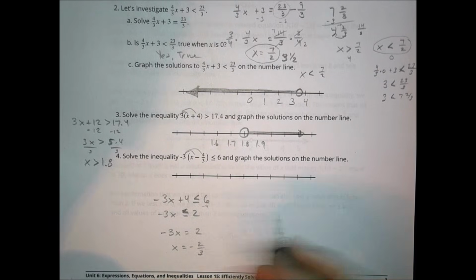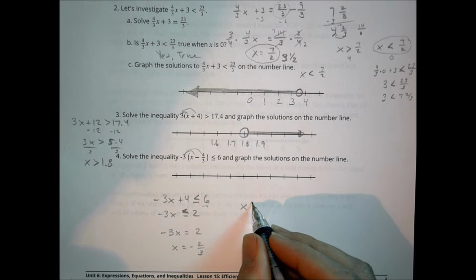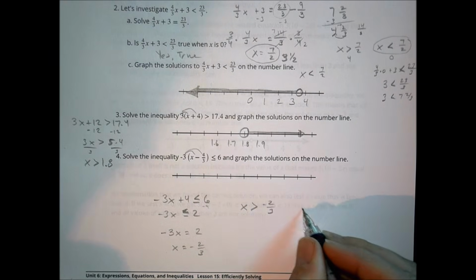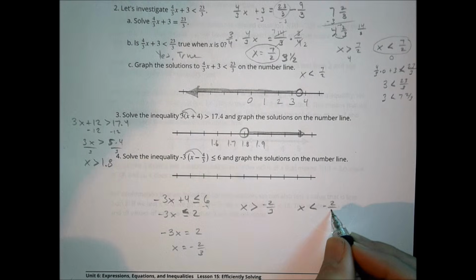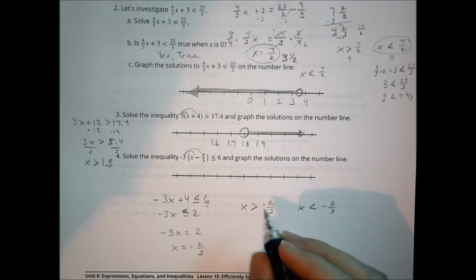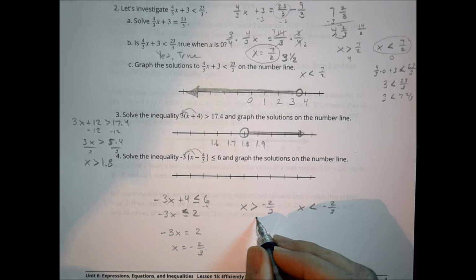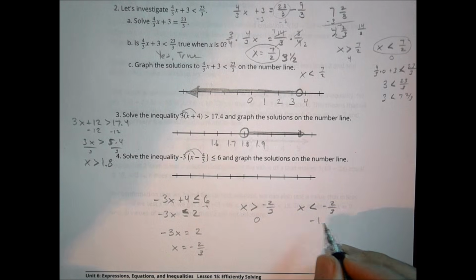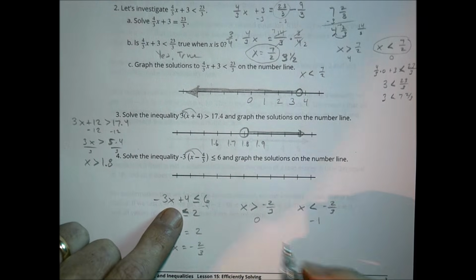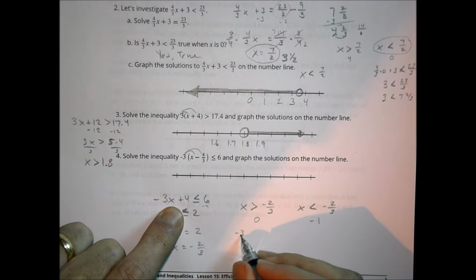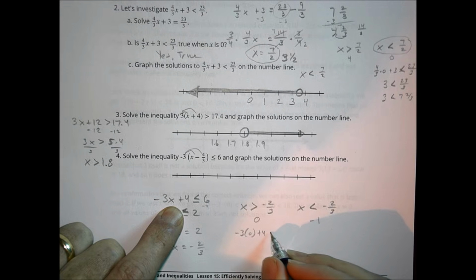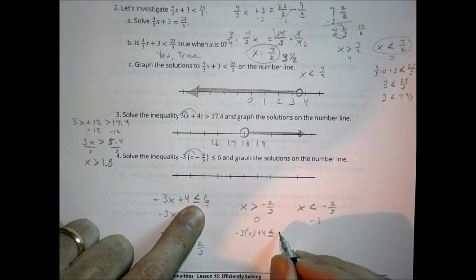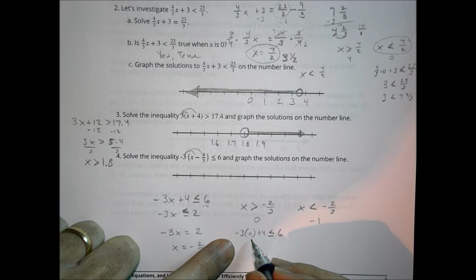So now I need to decide the direction. Is x going to be greater than negative 2/3, or is x going to be less than negative 2/3? To find the direction, a number bigger than negative 2/3 would be 0. A number less than negative 2/3 would be like negative 1. So let's plug that back into our inequality. So let's do negative 3 times 0 plus 4 and decide, is that less than or equal to 6? Negative 3 times 0 is 0, so we are left with 4 less than or equal to 6. Is that a true statement?